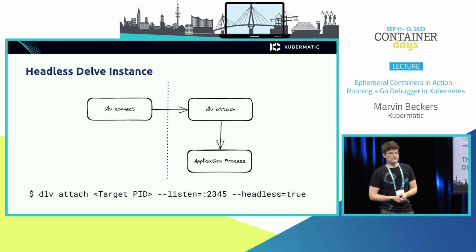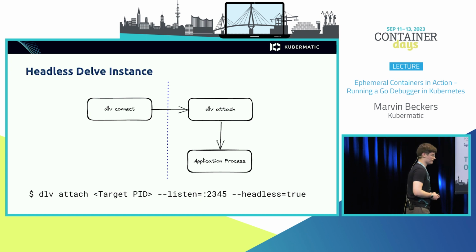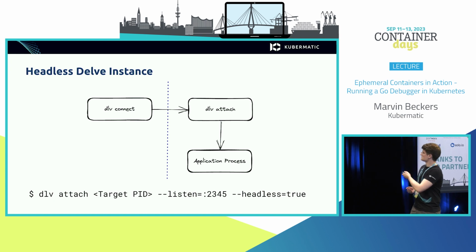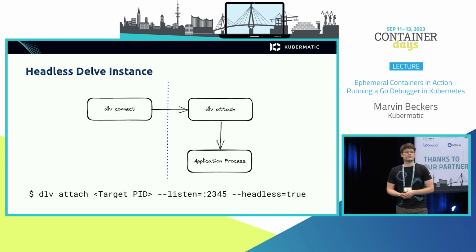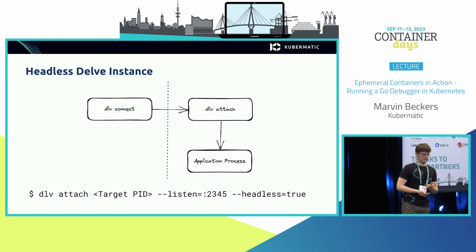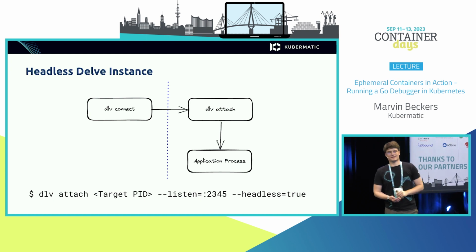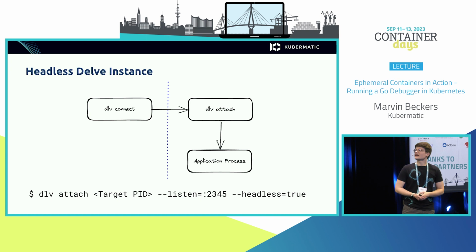Because we have these capabilities in Delve itself, that means we can have our application process. I'm just gonna, let's see if this still works. It does, okay, nice. The application process, which is like our compiled Go binary. We have the Delve attach, which is a separate process, but which used ptrace to attach to our Go application.